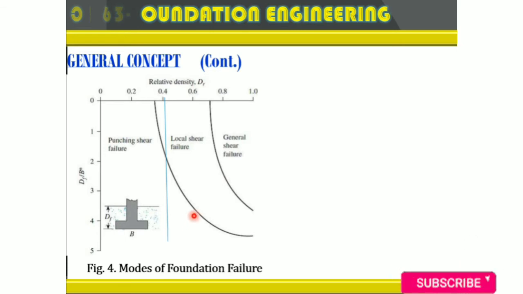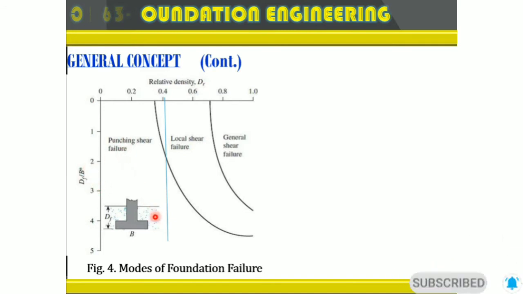Okay, so in the x-axis we have the relative density denoted by the subscript r, and in the vertical axis we have the ratio of your depth of footing over the width of your footing, Df over B.